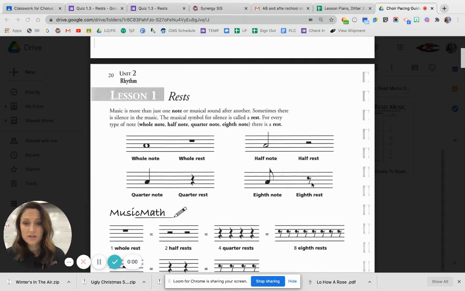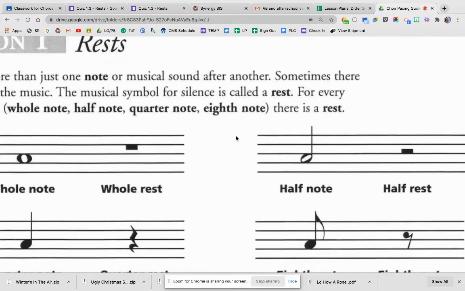Well, hello. Today we're learning about rests. If you open up Unit 2 called Rhythm, it starts on page 20, and we're going to learn about how every note has a corresponding rest. Let's zoom in and take a look.